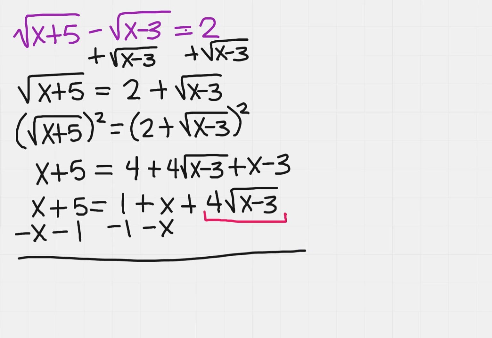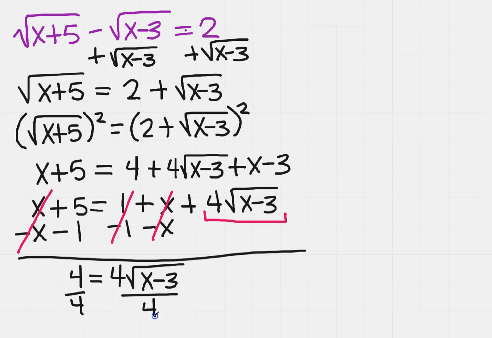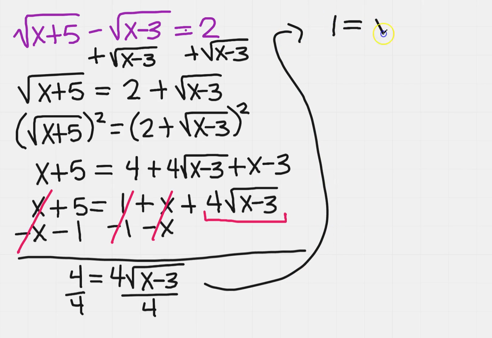Oh, and how convenient is that? The x's are going to cancel. And so on the left hand side, I'm simply going to be left with 4 equals 4 square root x minus 3. So now I can divide both sides by 4 to isolate the square root. So I'm going to come back up here. So I get 1 equals the square root of x minus 3. Whew. Nope, we're not done.